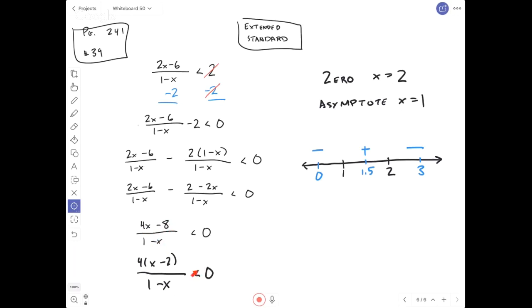So the question is asking where the value is negative, and the answer is negative infinity to 1, union 2 to infinity. Great. Extended standard, looking at solving rational inequalities.